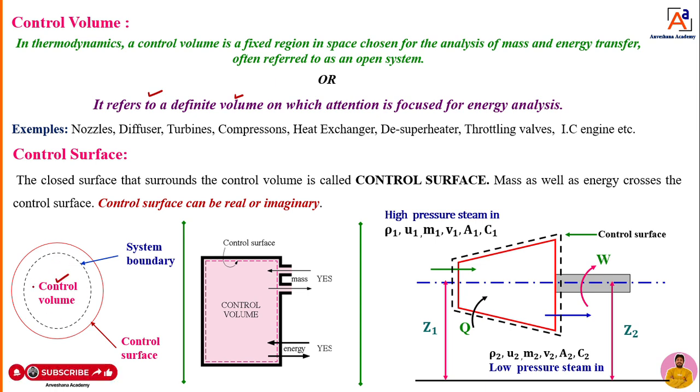Then that control volume is going to have a boundary. That boundary we can call a system boundary. That control volume or a fixed quantity of matter or a region in a whole space which is considered for the analysis of the mass and energy transfer is known to be control volume. And that volume is surrounded by a surface. That surface we can call a control surface. Okay, control surface.